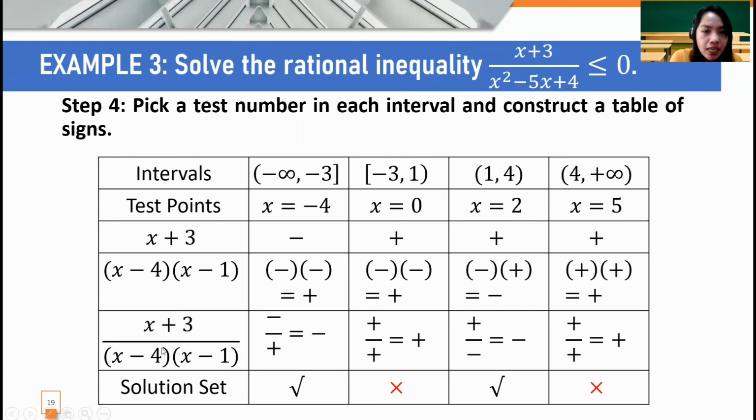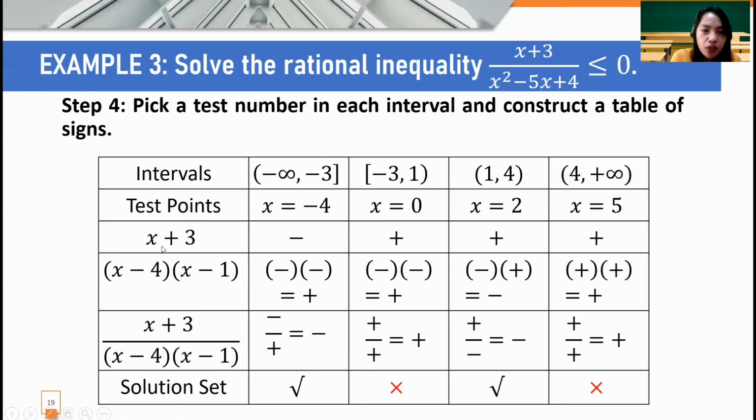In here, in this side, we have x plus 3. That is from the numerator. And then x minus 4 multiplied to x minus 1. Those are the factors of the denominator. And then the left side of the inequality. We're going to take note of the signs after substituting the given test points.